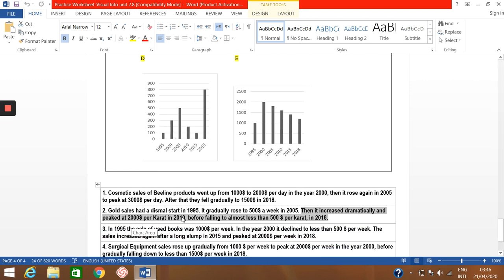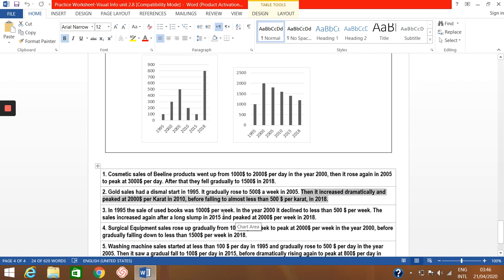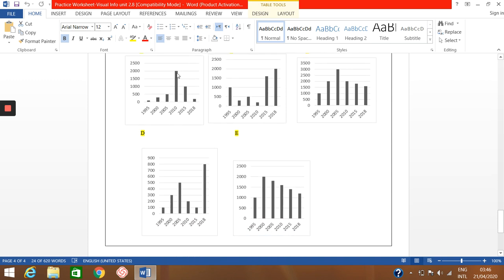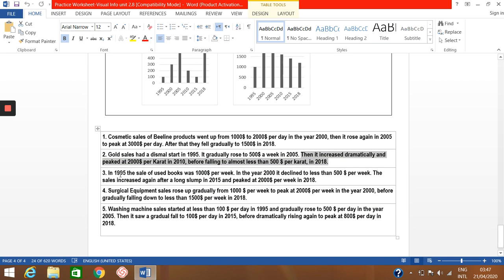Gold sales had a dismal start in 1995. I mean, dismal means they start at a very low level. Then what happened? It gradually rose up to $500, gradually. Yes, as you can see, from 0 to 500 in the year 2005. Then it reached its peak here at 2010. So definitely our choice for this report is graph A. So the answer to report 2 is A. You are going to write A here.